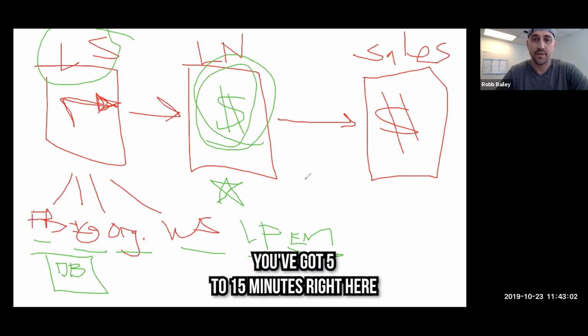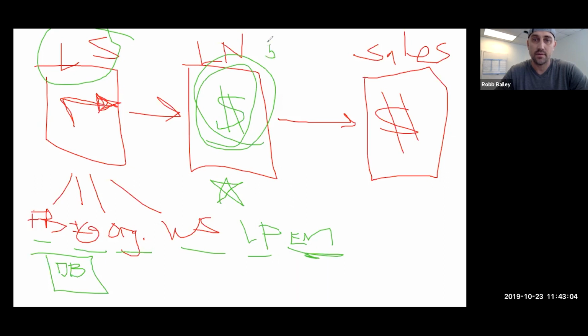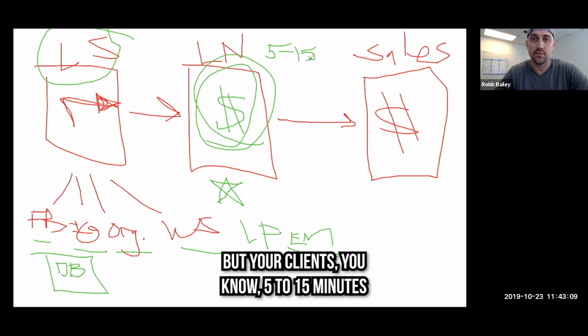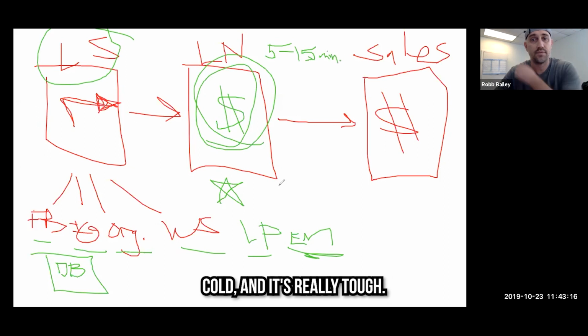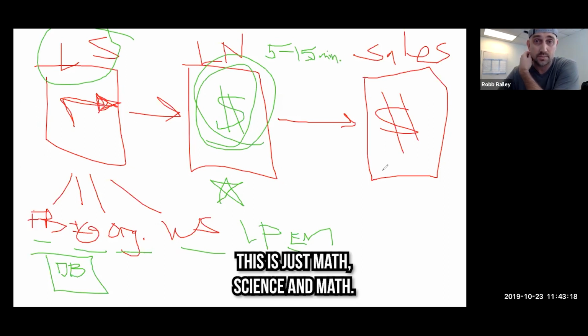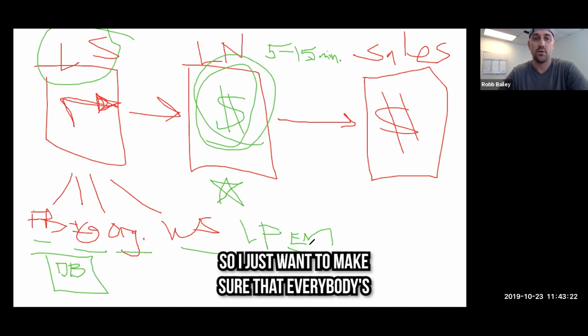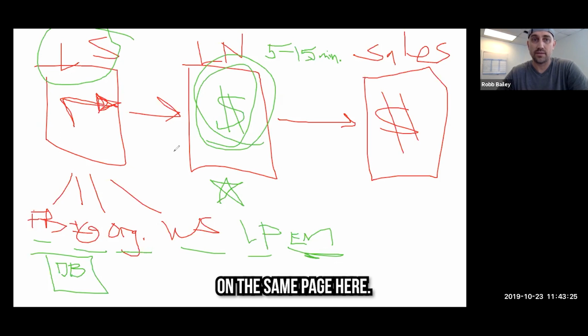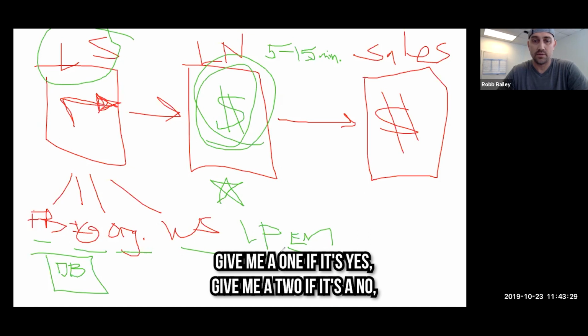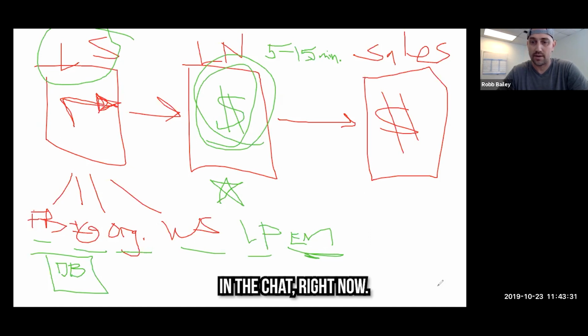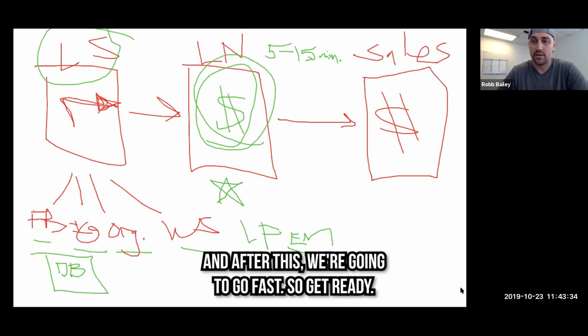You got 5 to 15 minutes right here. Or your clients do, I should say. Actually, you do too, but your clients have 5 to 15 minutes before that lead goes stale cold, and it's really tough to get back in front of them. This is just math. Science and math, that's it, right? So I just want to make sure that everybody's on the same page here. Does everybody understand what we're doing? Give me a 1 if it's a yes, give me a 2 if it's a no in the chat right now. And after this, we're going to go fast.